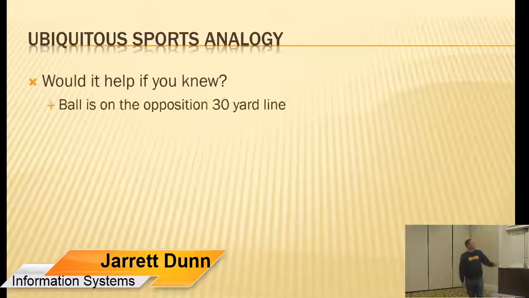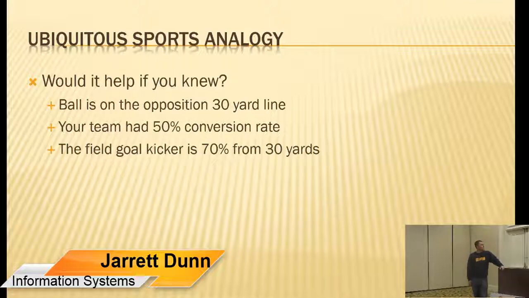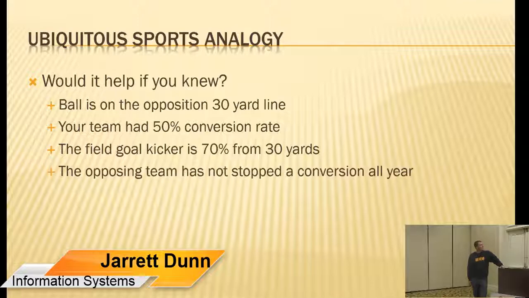Would you like to know where the ball is? It's on the 30-yard line. It makes a difference. You're probably not going to go if it's on your 2-yard line. Your team has a 50% conversion rate. Okay, that might be helpful. It might not. It's good to know. Your field goal is 70%. We'll talk about that one later, actually. The opposing team has not stopped a conversion all year. Yeah, that's a kind of important piece of information.